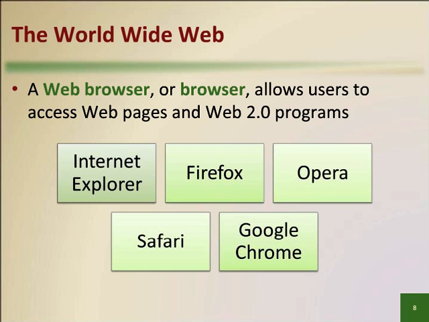Once you have a computer that is connected to the Internet and you have web browser software, you will be able to view web pages. Microsoft's Internet Explorer is the most widely used web browser software. However, there are other web browsers, including Firefox and Opera. Safari is a web browser that's used for Macintosh computers.